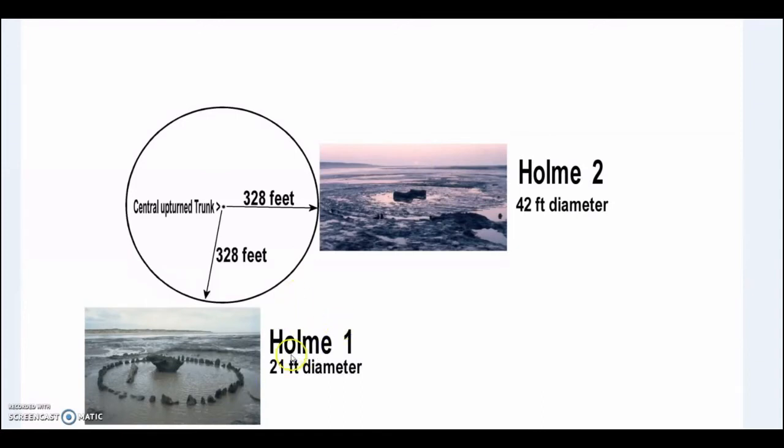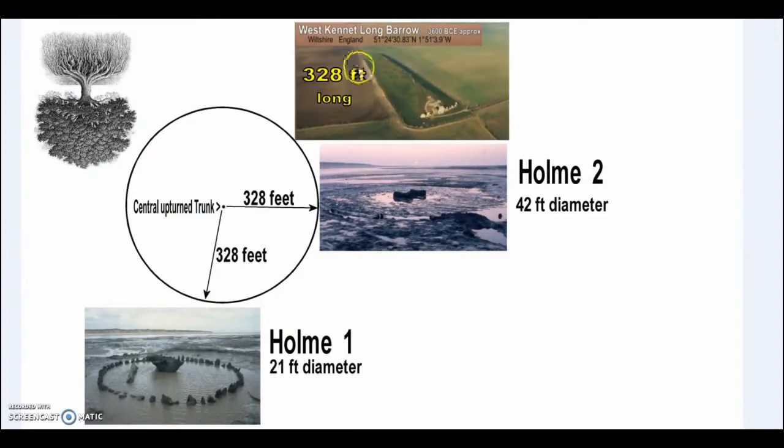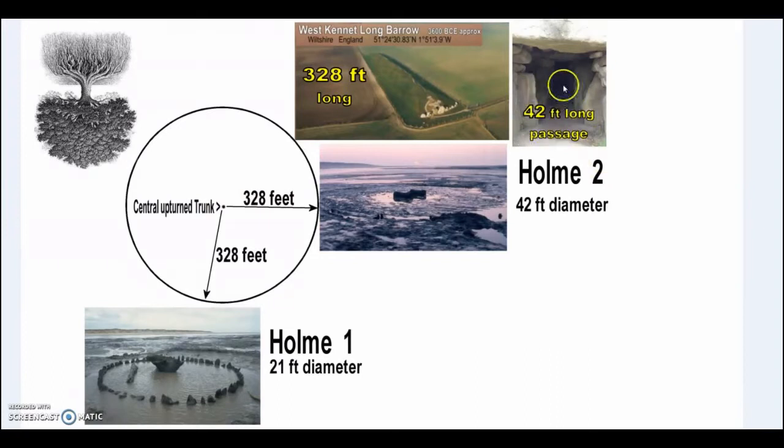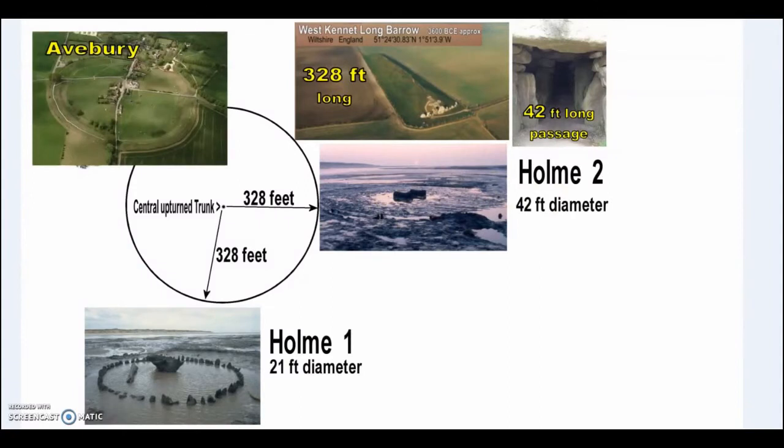So, for instance, at 21 feet, that in Casado, and I'll mention that again in a second, in Carnac in France, but also how the structure itself, the wider complex, let's call it, is 328 feet. The second one that was found was 42 feet diameter, twice that, and we see, okay, West Kennet Long Barrow, so 328 feet wide, which matches the radius of this circle. West Kennet Long Barrow also has a passage of 42 feet, which matches the diameter of Home 2.